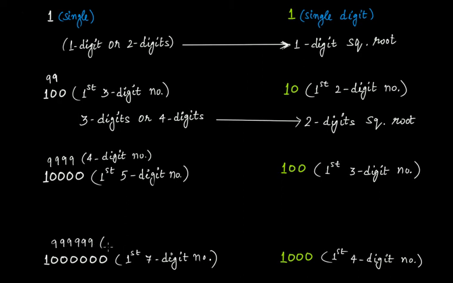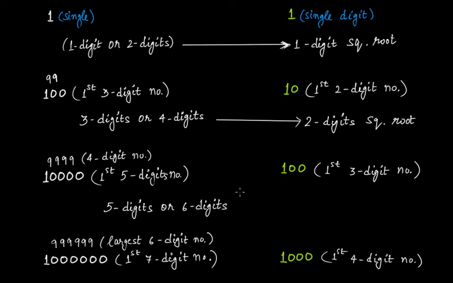This is the largest 6 digit number. So the square numbers that come between 10,000 and 9,99,999, including both these two numbers, will have either 5 digits or 6 digits.